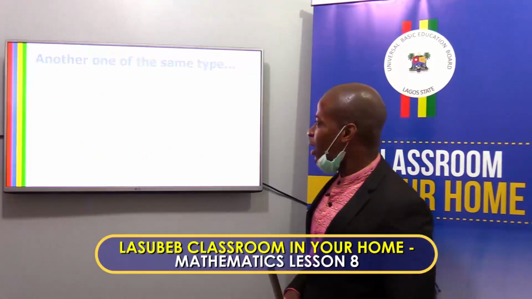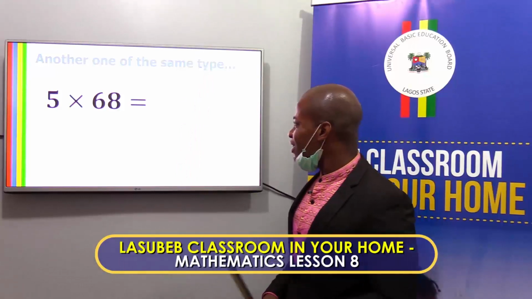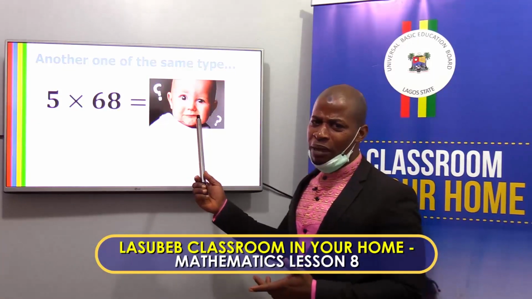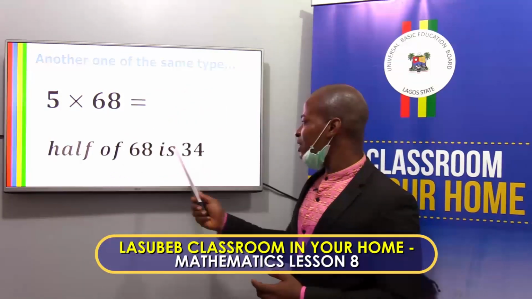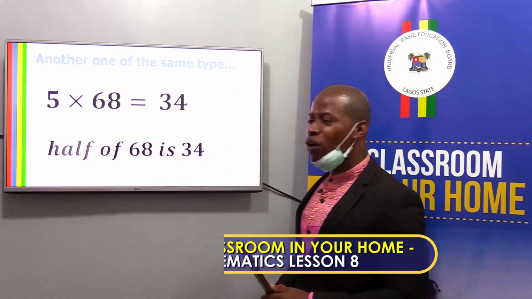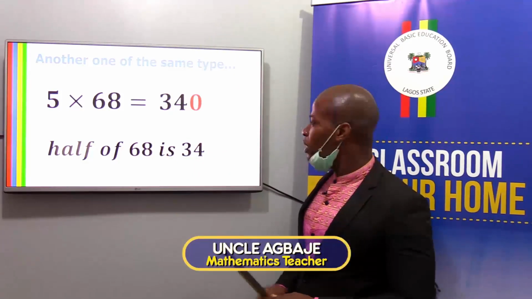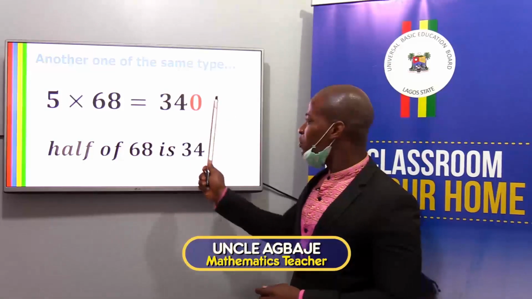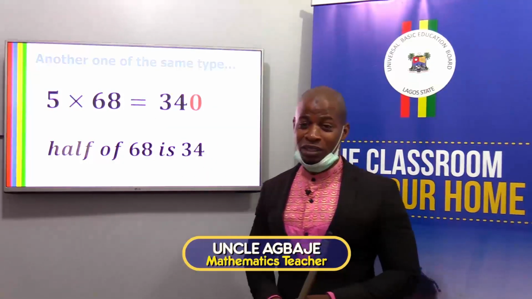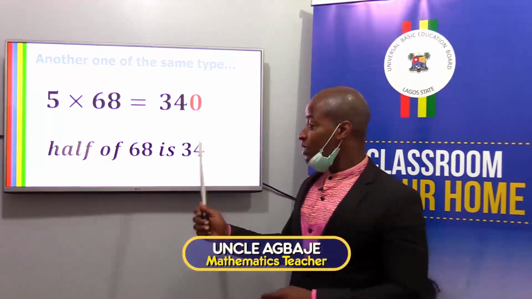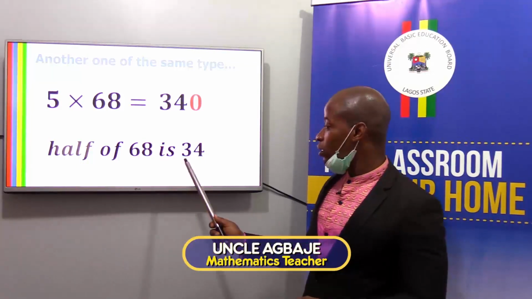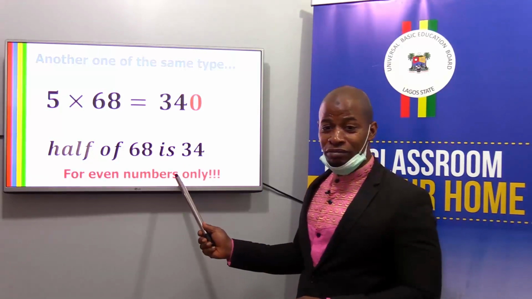Let's take another one of the same kind. 5 times 68. Don't give me this expression. Come on, you're not a baby. Just know that half of 68 is 34. Replace your expression with 34 and put a 0, and you have 340. But you need to know that this method only works for even numbers.